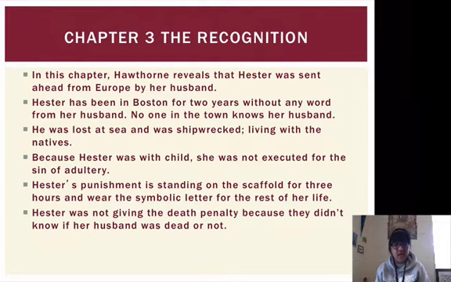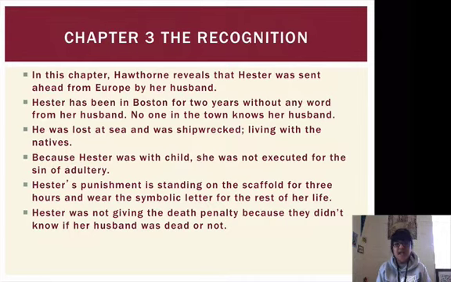So chapter 3 is called The Recognition. And this recognition is that Hester's husband, who she thought was dead or missing, is actually alive. In this chapter, it reveals that Hester was sent ahead from Europe by her husband, and that Hester has been in the Boston colony for 2 years without any word from him, and no one in this town knows who he is. He was lost at sea and was shipwrecked. At times he was living with the natives.